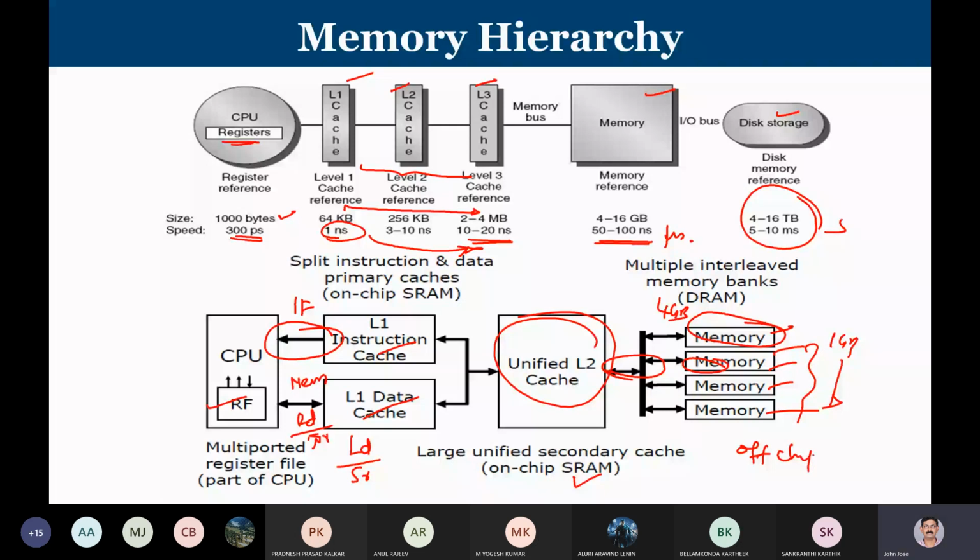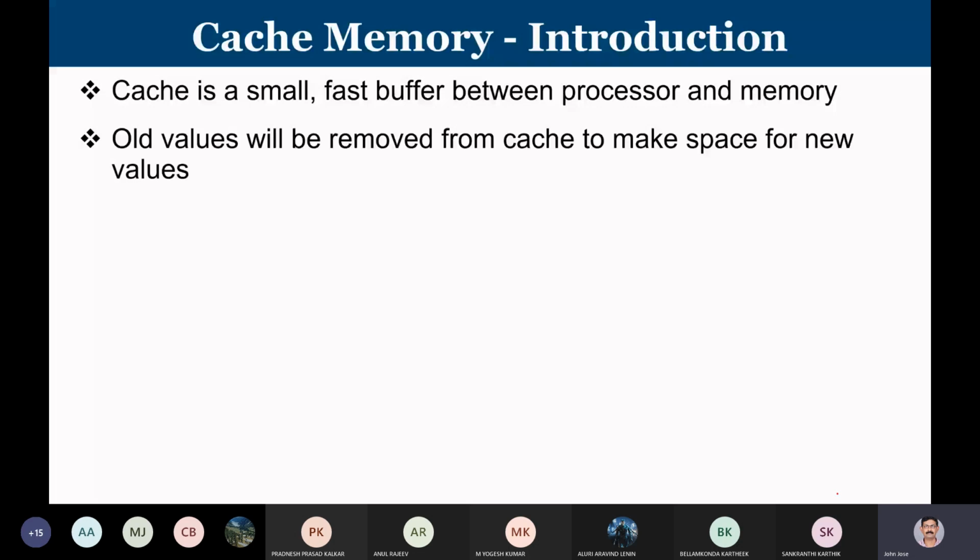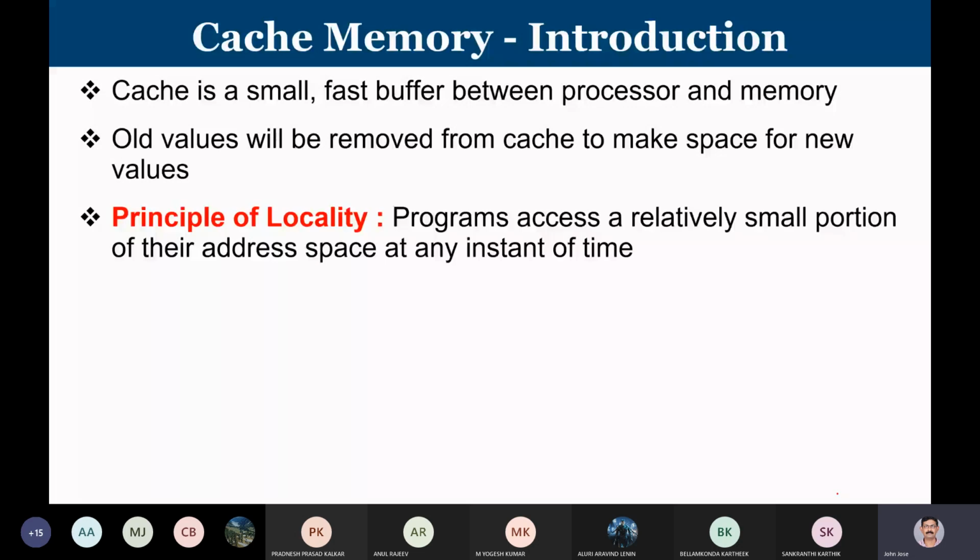Now, what is cache? Cache is a small, fast buffer which is placed between processor and the main memory. Old values will be removed from cache to make space for new values. And cache memory is built with the concept of principle of locality of reference.